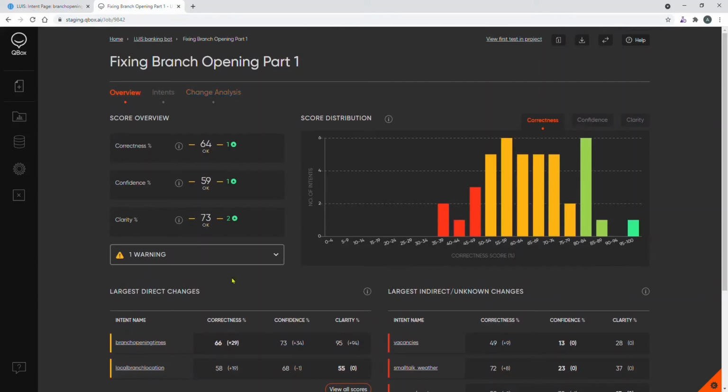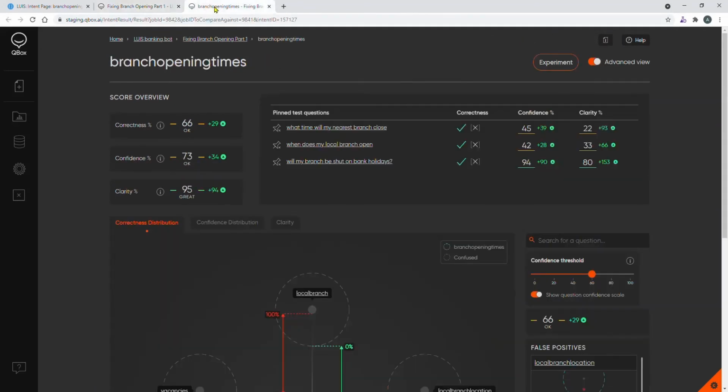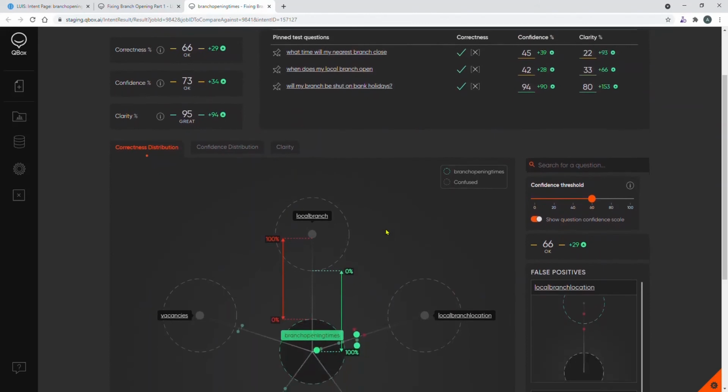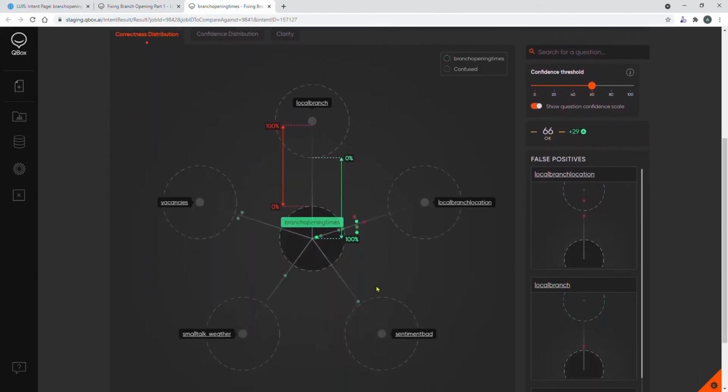But first, we'll need to just check on the branch opening times intent to see if the changes we made have been successful. So if I go into this, the pinned questions will still be pinned, and we can see that these have now been fixed and have either okay or good confidence. And looking at the correctness distribution diagram, we can see we just have those 2 last utterances to fix.